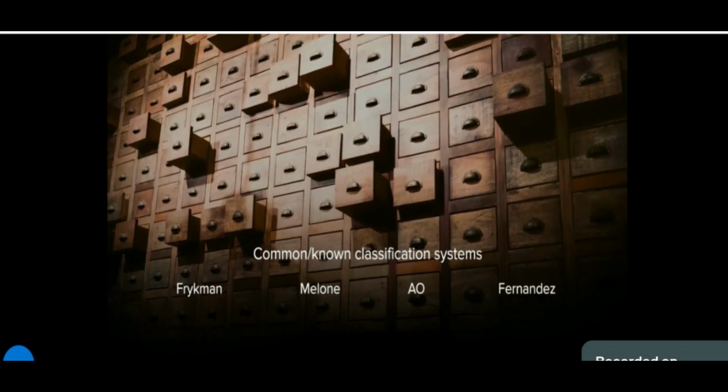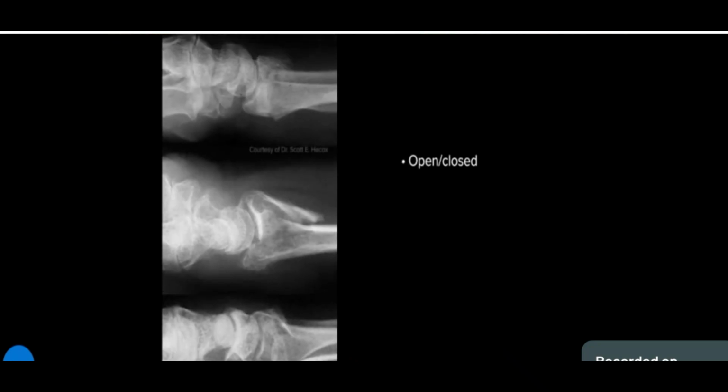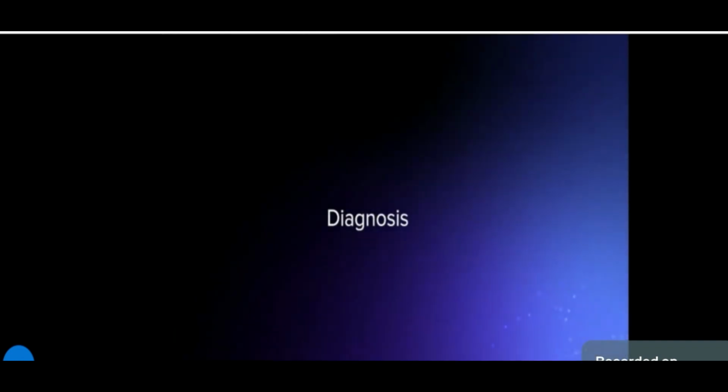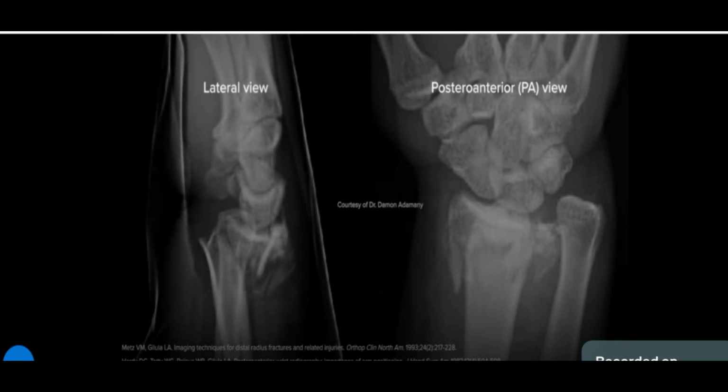These systems are good to know, though simple fracture description of a specific patient case is more helpful. A fracture is easily described as open or closed, intra or extra-articular, and whether there is displacement, angulation, and associated injuries. Radiographic imaging is important in diagnosis, classification, treatment, and follow-up assessment of distal radius fractures. A posterior anterior view and a lateral view are considered routine minimal evaluation.